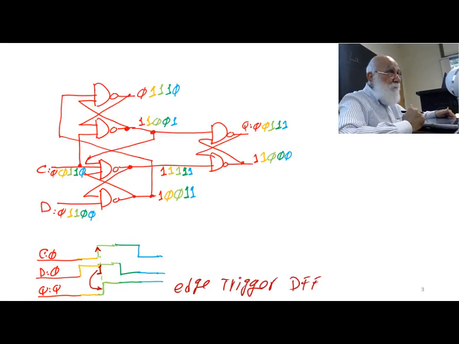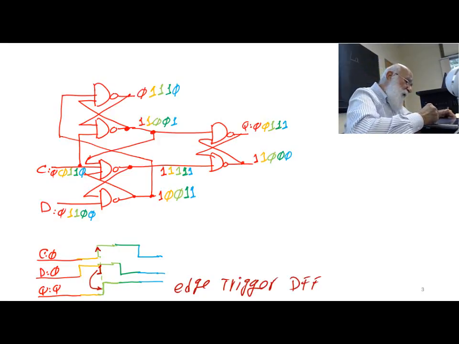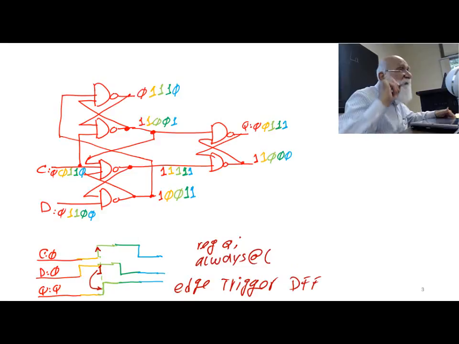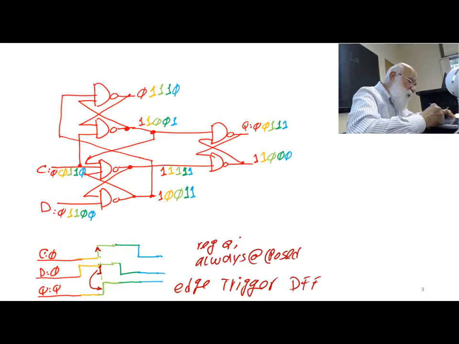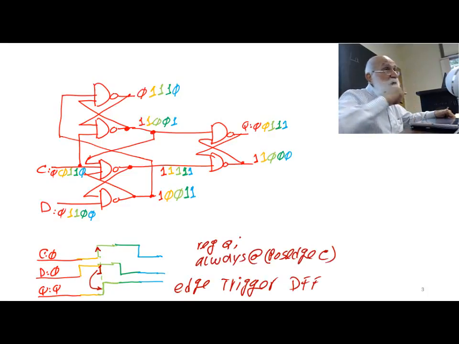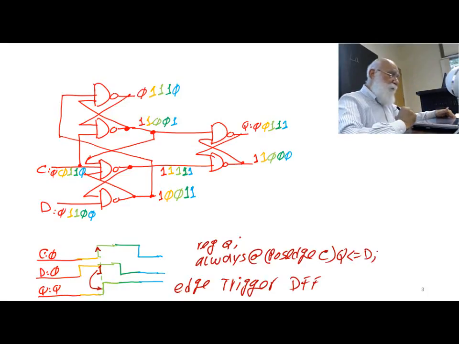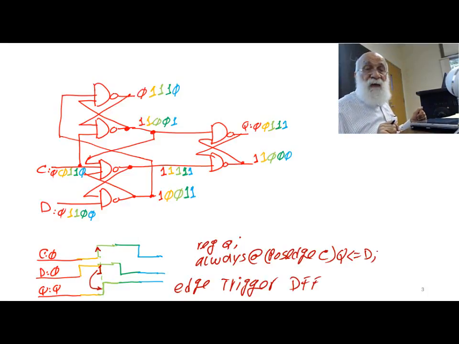Okay, and here is the Verilog. Let's again say reg Q always. Just write down exactly what you are seeing here. Always on the positive edge of C. That means when you see on the positive edge of C, Q gets D. Okay. All right. So this is my flip-flop.